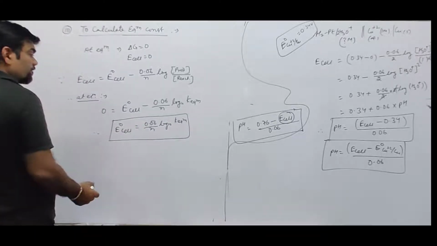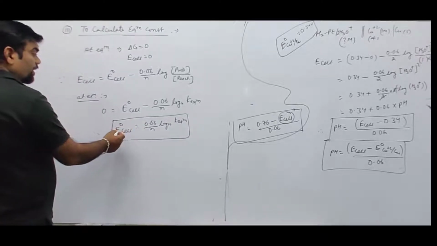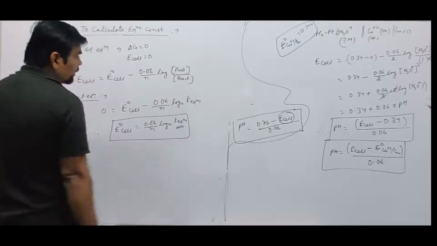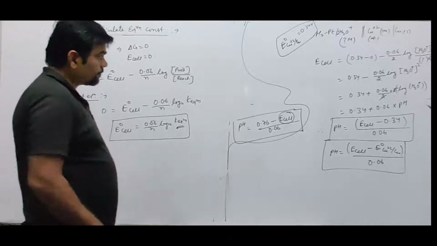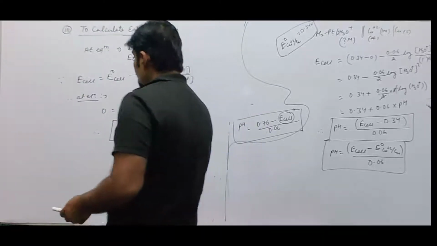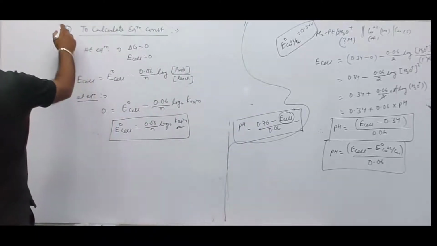By using this relation, by knowing the E naught of cell, we can find out the K equilibrium value using the antilog. This is application number 4.